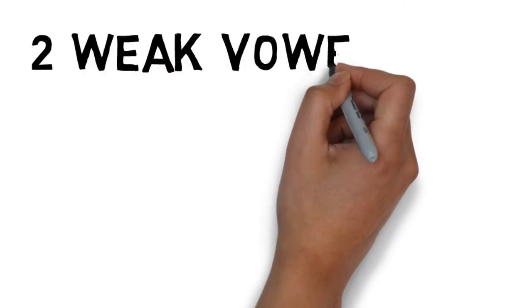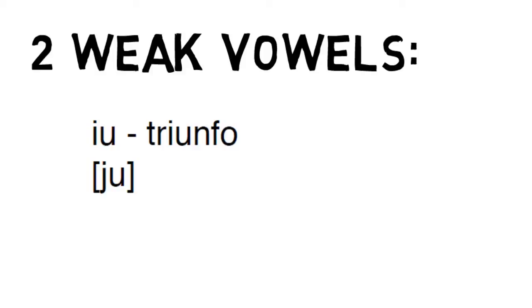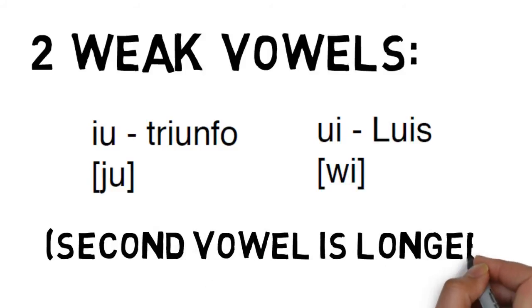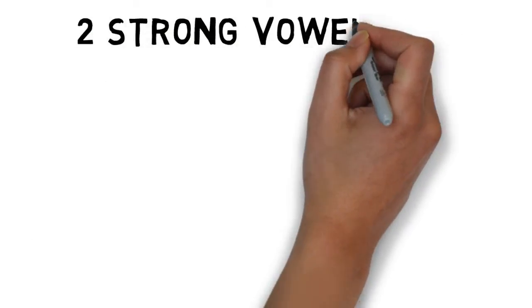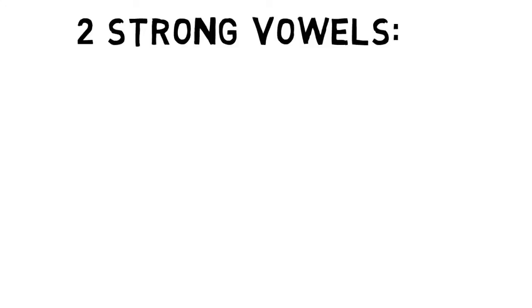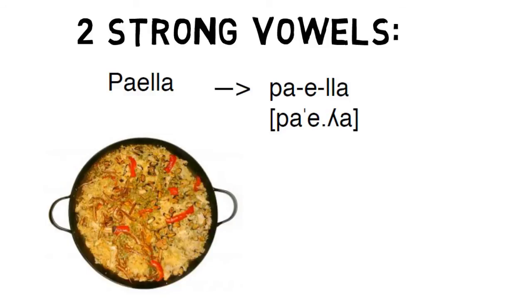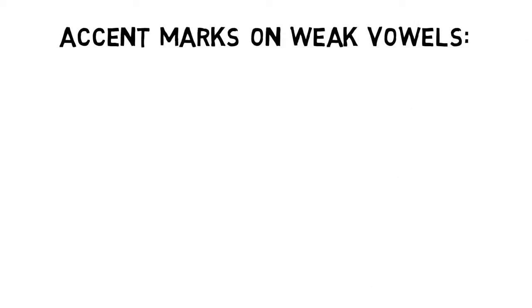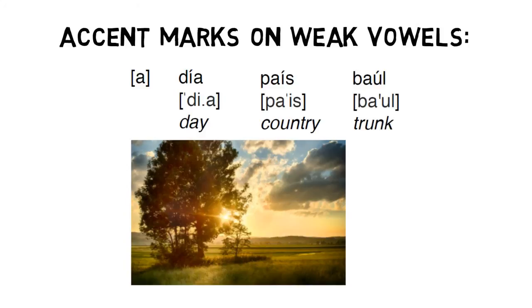You can also combine the 2 weak vowels. That gives you triunfo, ui, Luis. In these cases, the second of the vowels acts as the longer, stronger vowel. It's triunfo and not triunfo. You can combine 2 strong vowels also, which will give you 2 different syllables instead of 1 syllable. So instead of something like paella, you get paella, where pa, e, and ya are 3 different syllables. Or alternatively, if you stick an accent mark on a weak vowel, you can accomplish the same thing. Día, país, baúl.